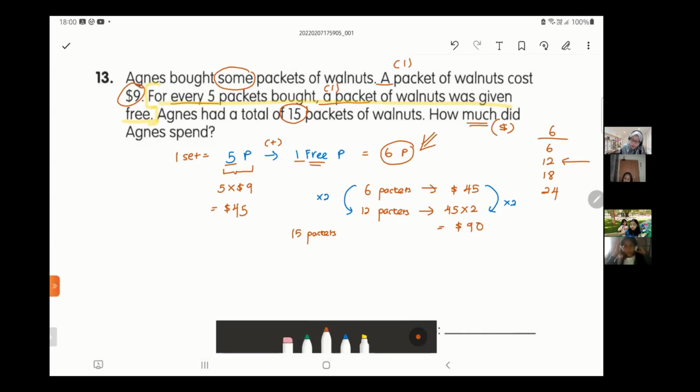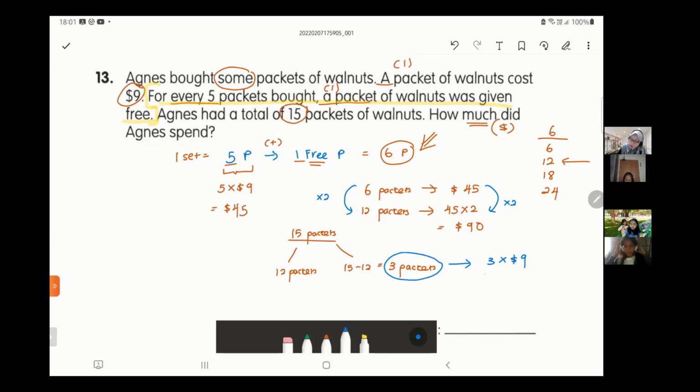Okay, right now I want 15. I already have 12 packets. How many more packets do I need? So I take 15 minus 12 to get the balance, right? There will be 3 packets more. 3 packets to go. So I must find the 3 packets, right? The balance here, which is actually 3 times for everyone is $9.